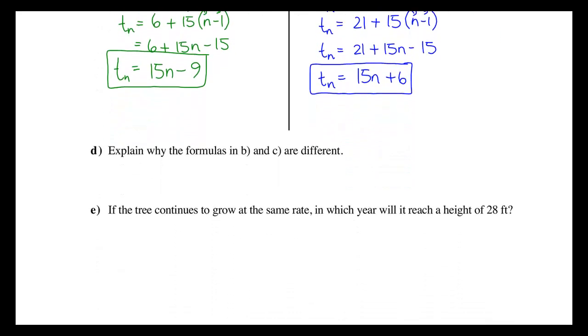Looking at D, explain why the formulas in B and C are different. The reason why is because different values for the first term will lead to different values of N when solving a specific problem. So different values for T1 or A will give different values of N.